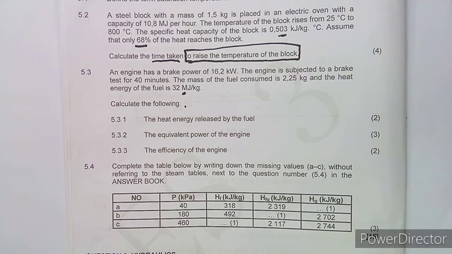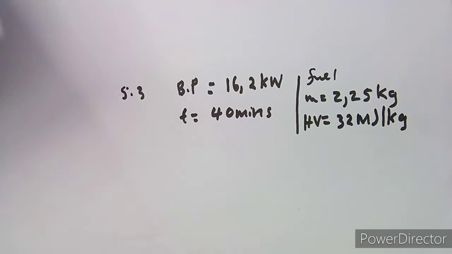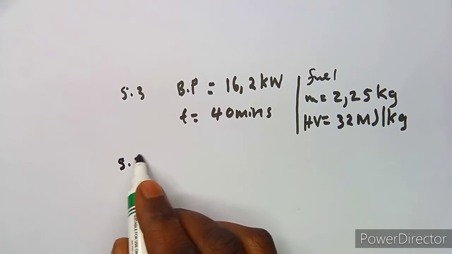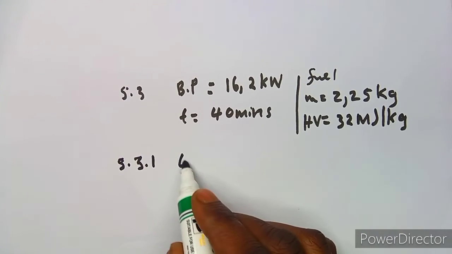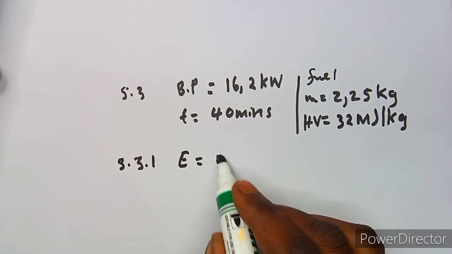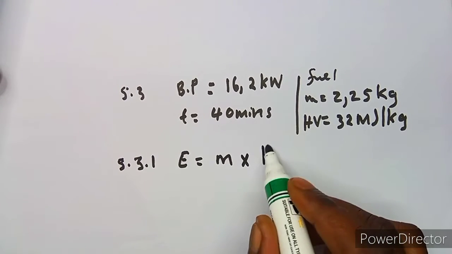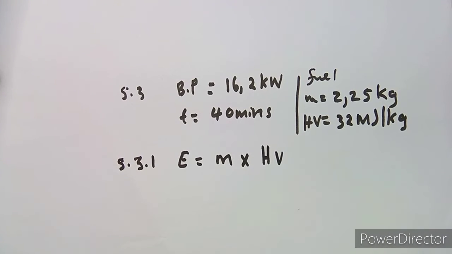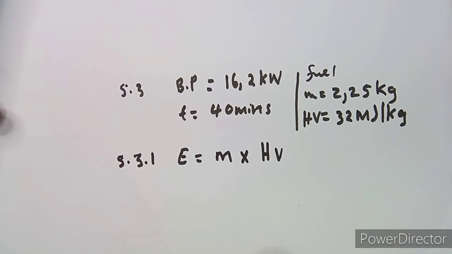We all understand that when we are given the mass of the fuel and the heat value of the fuel, you can actually calculate the heat energy that is being released by the fuel. Which concept are we using here? We know that the heat energy is equivalent to mass times the heat value. I think I have talked about this formula some time now.